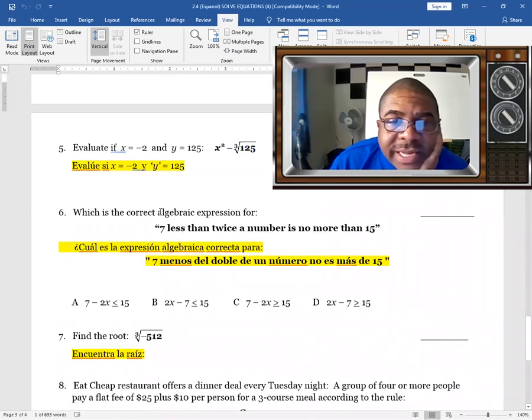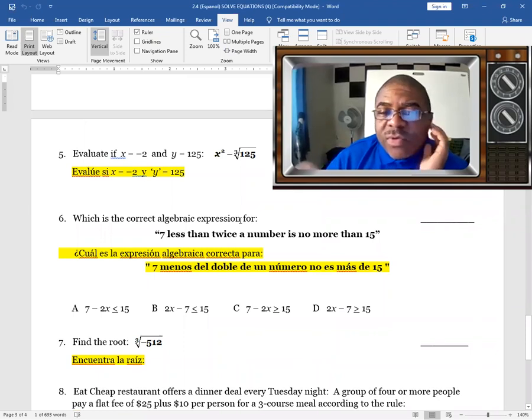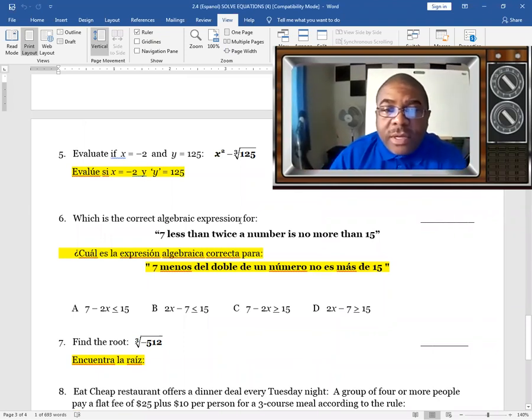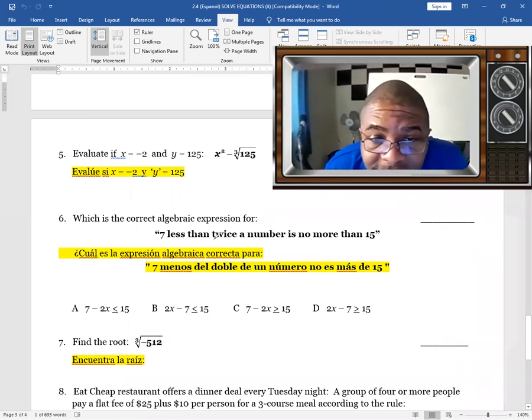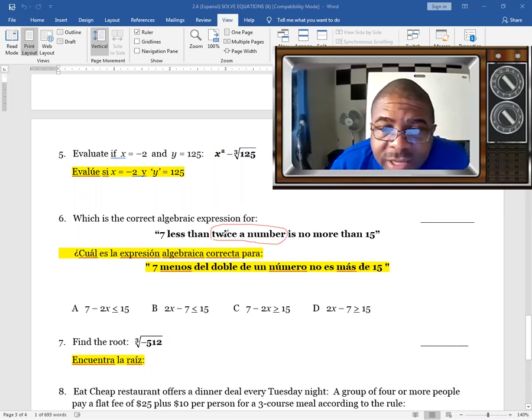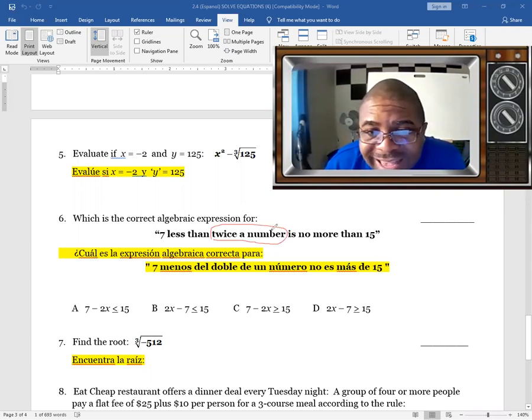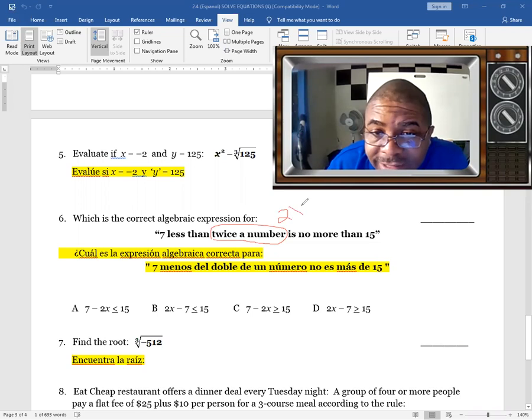All right. What's the correct algebraic expression, or the right way to write down 7 less than twice a number? Okay, I'm not going to give you the answer, but check this out. Twice a number. Twice a number. That's going to go first. So whatever twice a number is, or 2x, is going to go first.